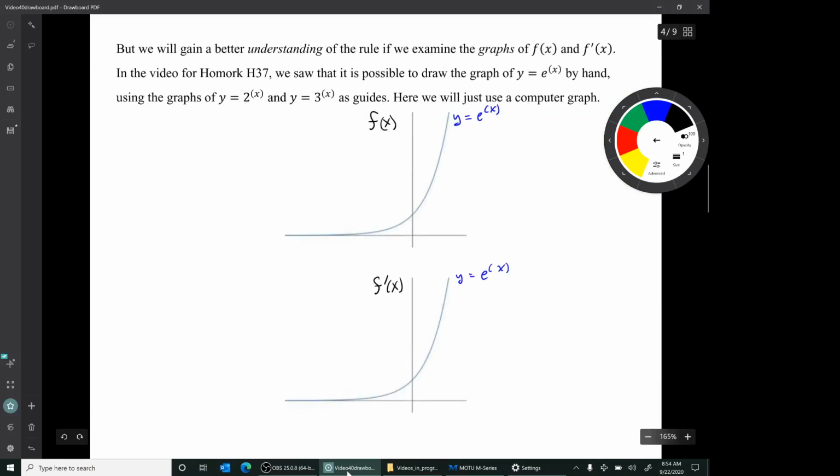So there are the graphs. What I want to do is discuss why these make sense. To do that, let's think about lines that are tangent to the graph of f of x. And on the graph of f prime of x, I want to think about y values on the graph at those same x values. So what we should think about is the numbers that are the slopes of the tangent lines up here. Let's just describe them in very crude terms.